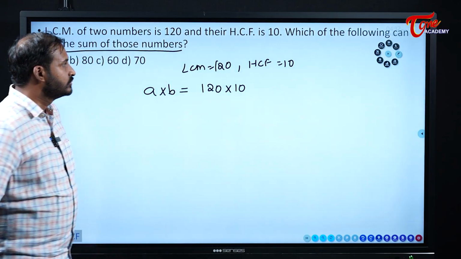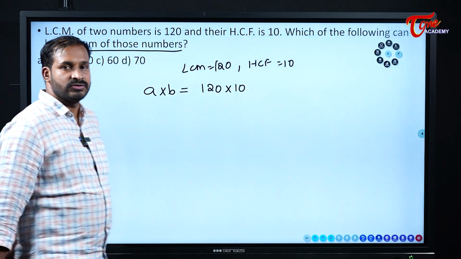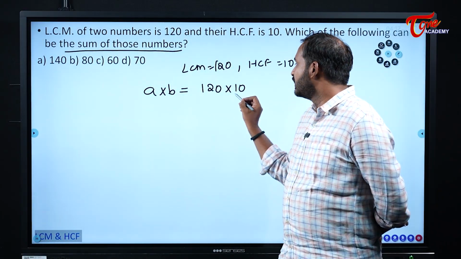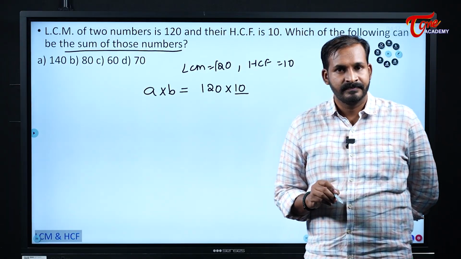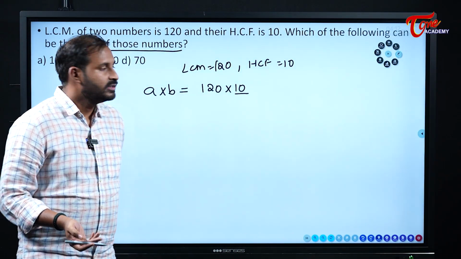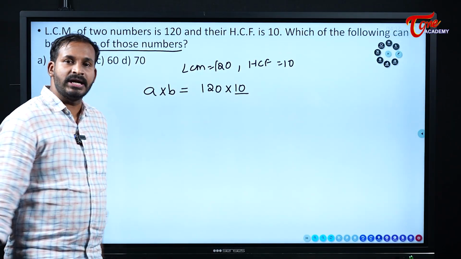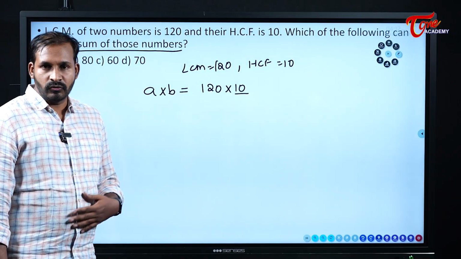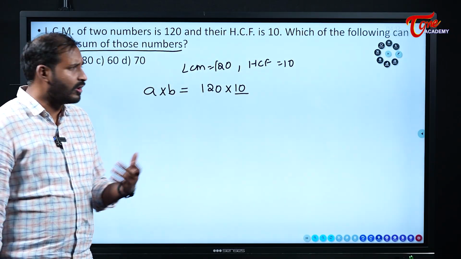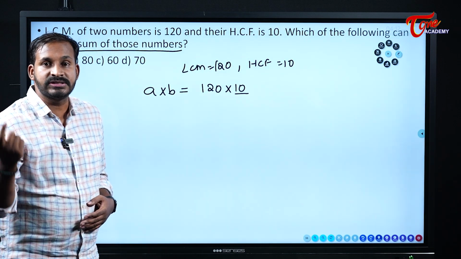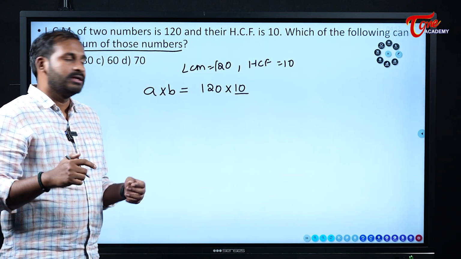Okay, good, superb. Now see here students, the two numbers A and B will definitely be multiples of 10, right? Why? Because their HCF is 10. So the two numbers will definitely be multiples of 10. So it may be some 10x and 10y. The two numbers can be multiples of 10, very common. Why? Because their HCF is 10. Obviously the two numbers will be multiples of 10. Okay, assume.